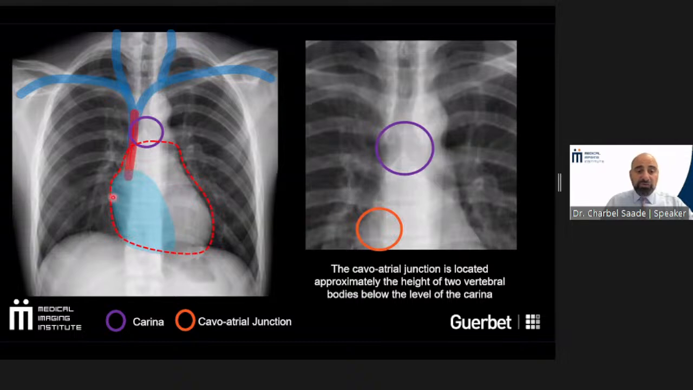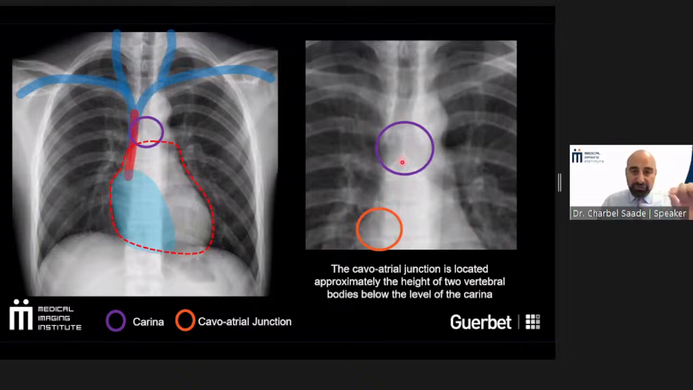And my light blue area is my right atrium. Now here we have the purple circle, which is actually seen to be the carina. Where should the tip of any indwelling catheter be, especially in the heart? It should be at what they call the cavo-atrial junction. And this is basically two vertebrae below the carina.